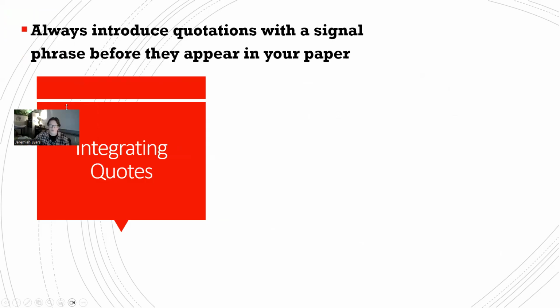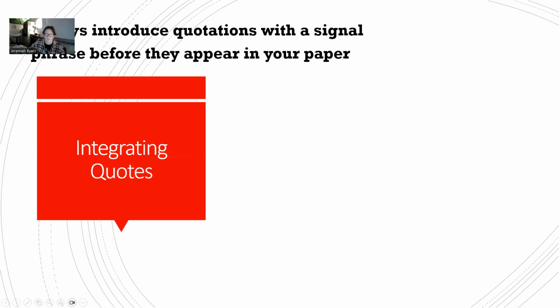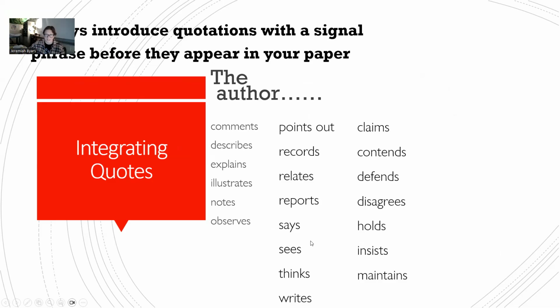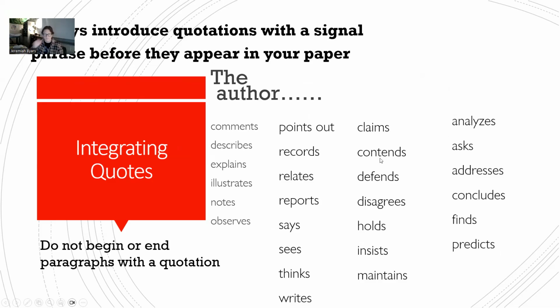Always introduce quotations with a signal phrase before they appear in your paper. Okay. So something like: the author comments, describes, explains, the author points out, the author relates, the author says, the author claims, the author analyzes. Okay. Do not begin or end paragraphs with a quotation.